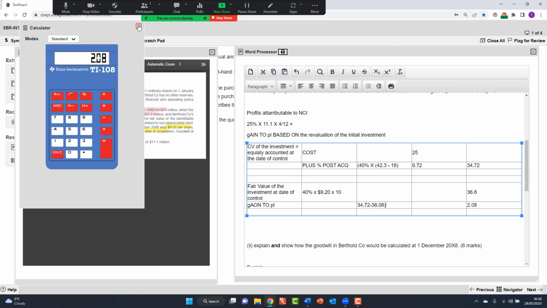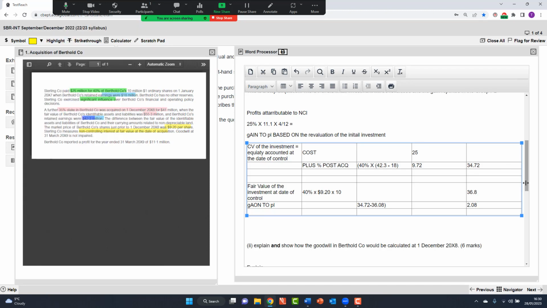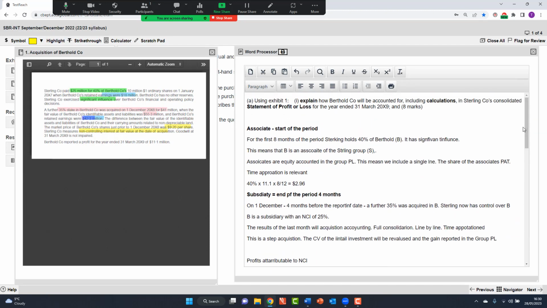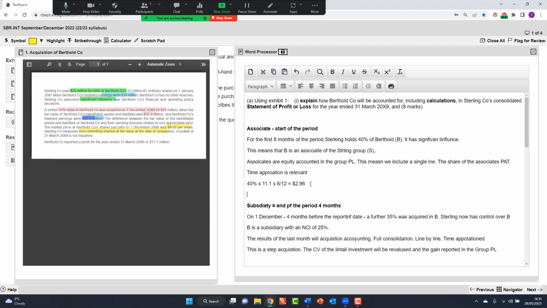Let me pause. Let me reflect. Let me go back and mark my own answer that has been created within the time allowed, including reading the information in the question. Now, I was slower at the beginning when I was reading information in the question. This part of this question is worth 8 marks. I am suggesting to you that 4 marks is available for calculating and explaining how the associate is dealt with.